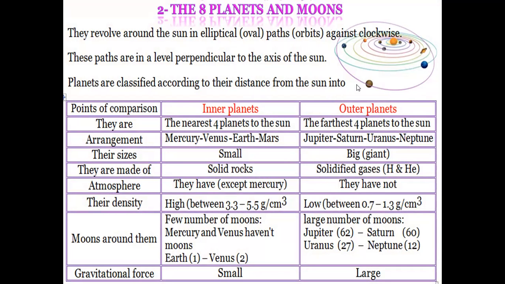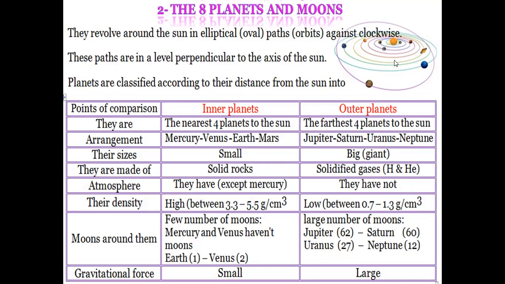They revolve around the sun in an elliptical orbit, or elliptical path, counterclockwise. These paths, or these orbits, are considered perpendicular to the axis of the sun. If the sun's axis is like this one, each orbit of each planet is located at a perpendicular position to the sun's axis.